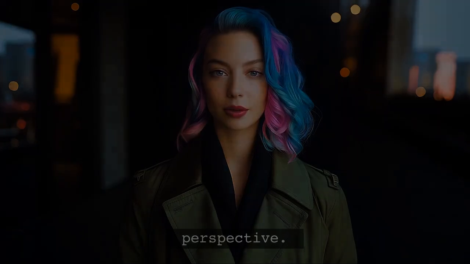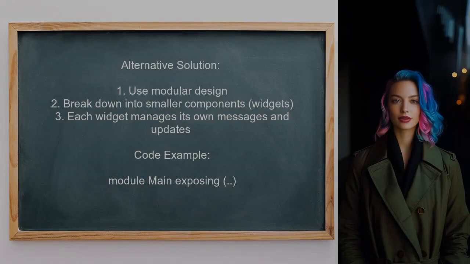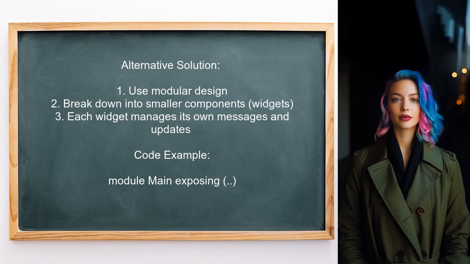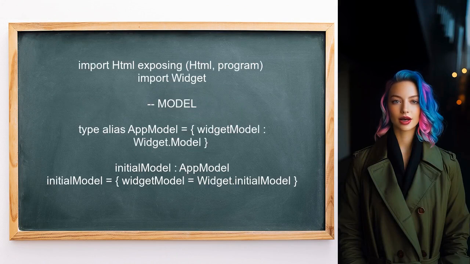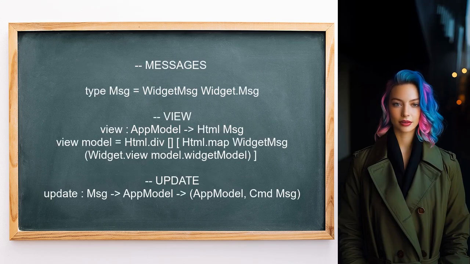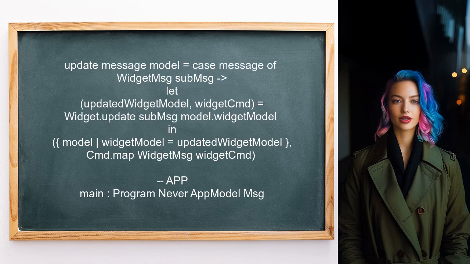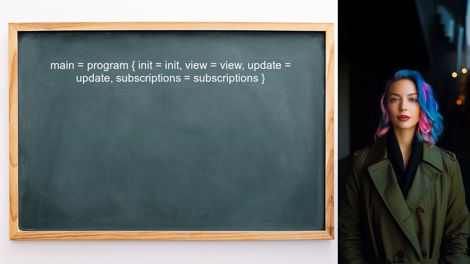Let's see another perspective. An alternative approach to managing update paths and message constructors in Elm is to use a modular design. This user suggests composing your application by breaking it down into smaller components, like widgets. Each widget can handle its own messages and updates, which helps keep the main update function concise.